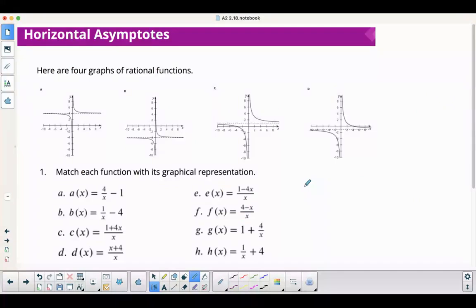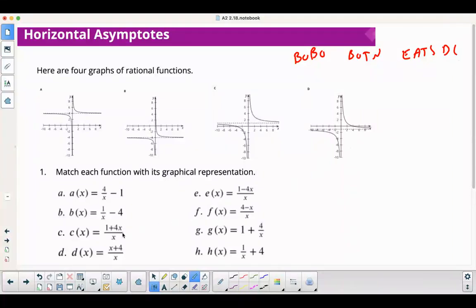All right, so here's 4 graphs that are rational functions. Match each function with its graphical representation. So if I go back to my BOBO, BOTN, EDC, all right, we can kind of figure out our asymptotes here.